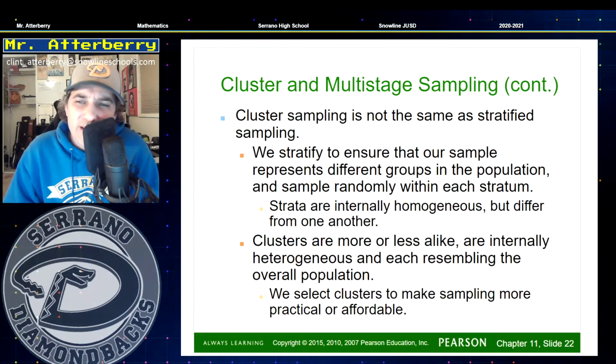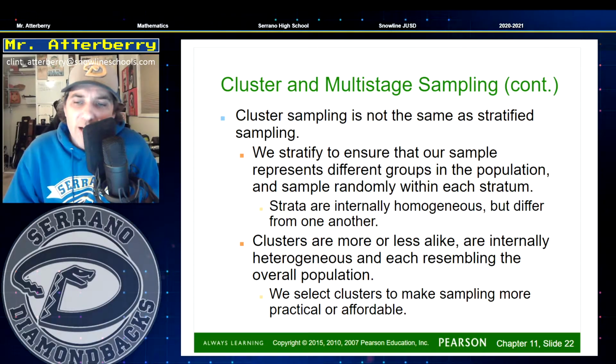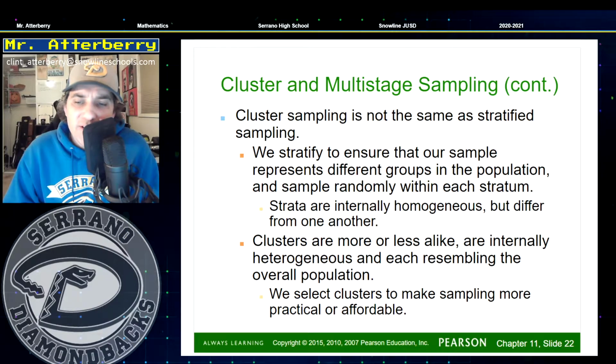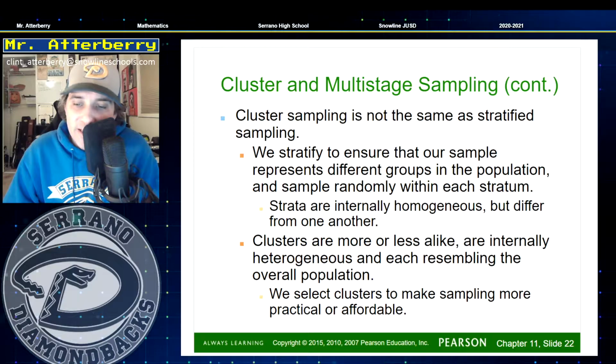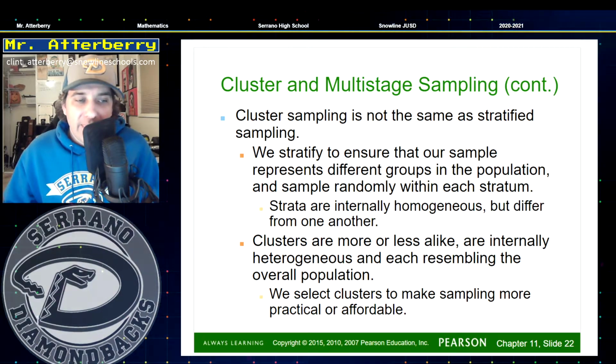So cluster sampling is not the same as stratified sampling. We stratify to ensure that our sample represents different groups in the population and sample randomly within each stratum. Strata are internally homogeneous but differ from one another. Clusters are more or less alike, internally heterogeneous, and each resembles the overall population. We select clusters to make sampling more practical or affordable.